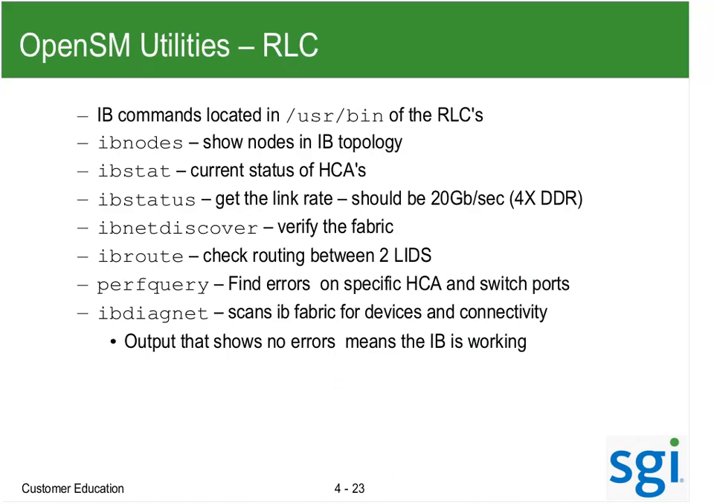So the key commands, they're all in user bin of the rack lead controller. None of the InfiniBand lab commands, none of the IB commands are on the admin node because there's no IB there. So we have an IB nodes command to show what nodes are there, IB stat to get the status, IB status to get link rates and stuff, IB net discover, verify the fabric. Just like a trace route, we can do an IB route between two lids. There's a perf query command to get port information, and an IB diagnet to scan for devices. And with some of these commands, no output means it's all working. Silent prompt return.